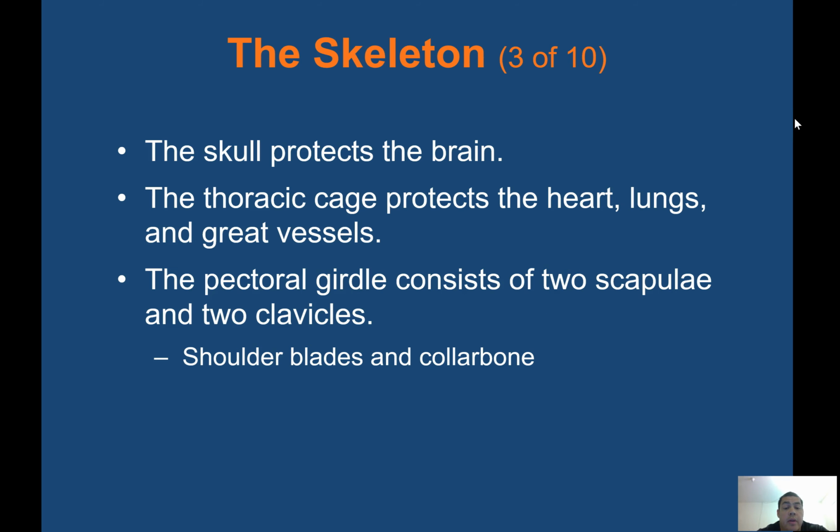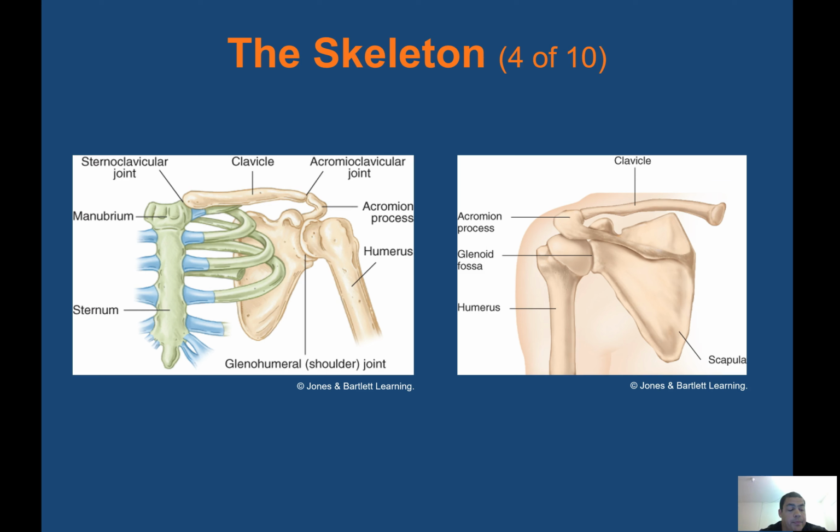The skull protects the brain. The thoracic cage protects the heart, lungs, and great vessels. The pectoral girdle consists of 2 scapulae and 2 clavicles: shoulder blades and collarbones. So the sternoclavicular joints can be right here, clavicle, humerus, shoulder joint, sternum here.